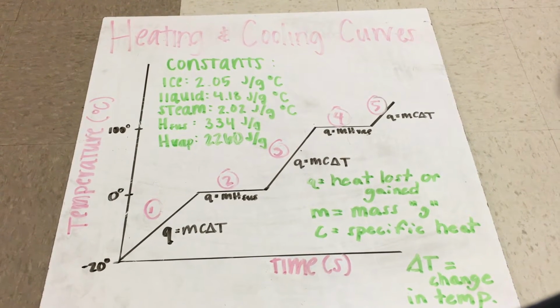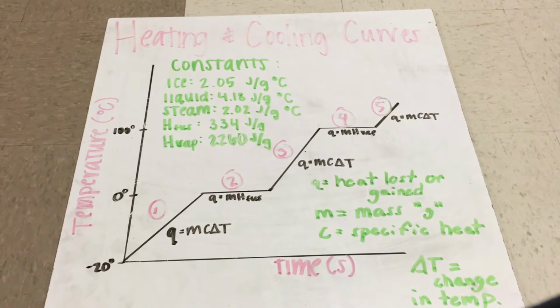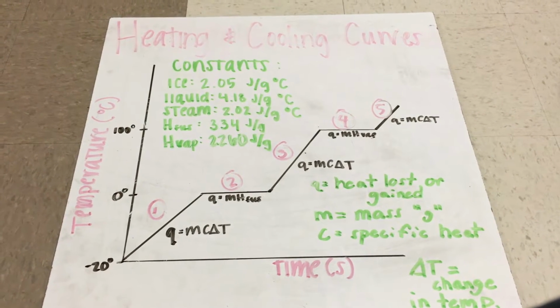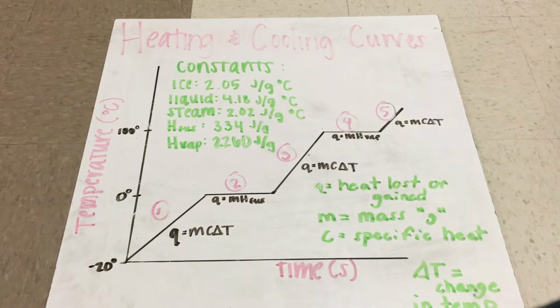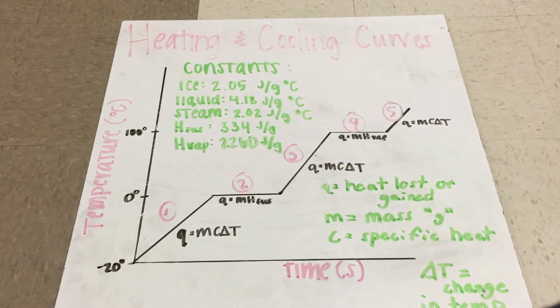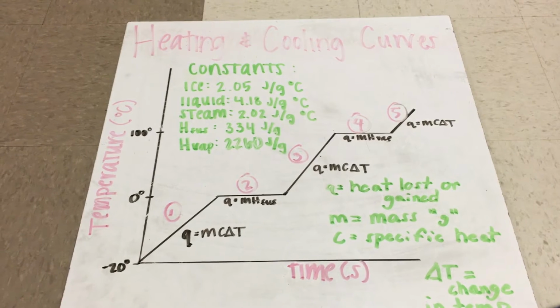This video is on heating and cooling curves. A diagonal line on the graph indicates a change in temperature, whether the substance is heating up or cooling down. In this case, the substance water is heating up. This is also the change in kinetic energy.